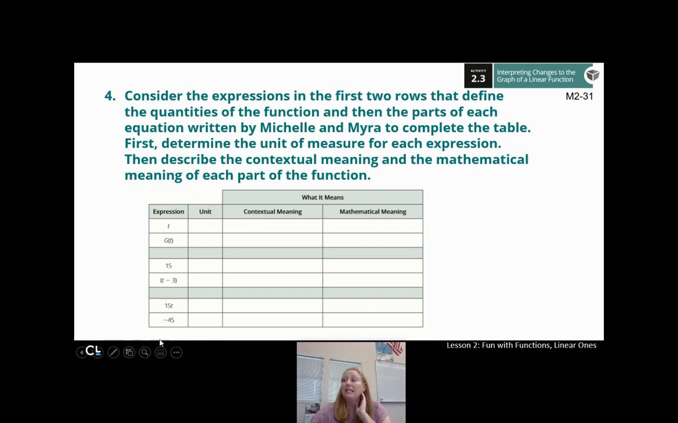It will be easiest if you start by determining the unit of measure before you start trying to tell me what the meaning is. When they say contextual meaning, that just means the meaning within the problem. When they say mathematical meaning, it's just what's the math behind that. So go ahead and fill in this whole table. Again, it's probably easiest if you start with the units and then work your way across. Hit pause to fill in your table. Hit play when you're ready to check.